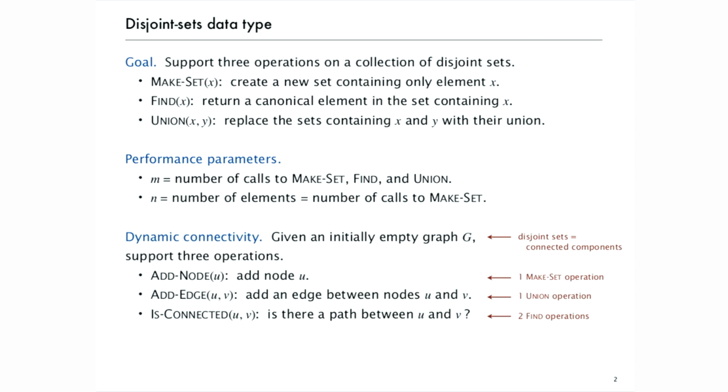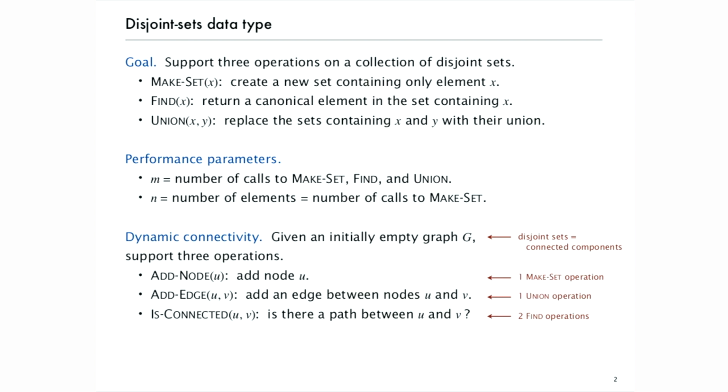And what does union XY mean? We use X as a leader just to remember this is a set which contains X, and this is a set which contains Y. Whenever I say union XY, I would like you to give me a set containing all the elements where X was a leader and all the elements where Y was a leader, and define a leader of this new set, the union of these two sets. Replace the sets containing X and Y with their union, okay?